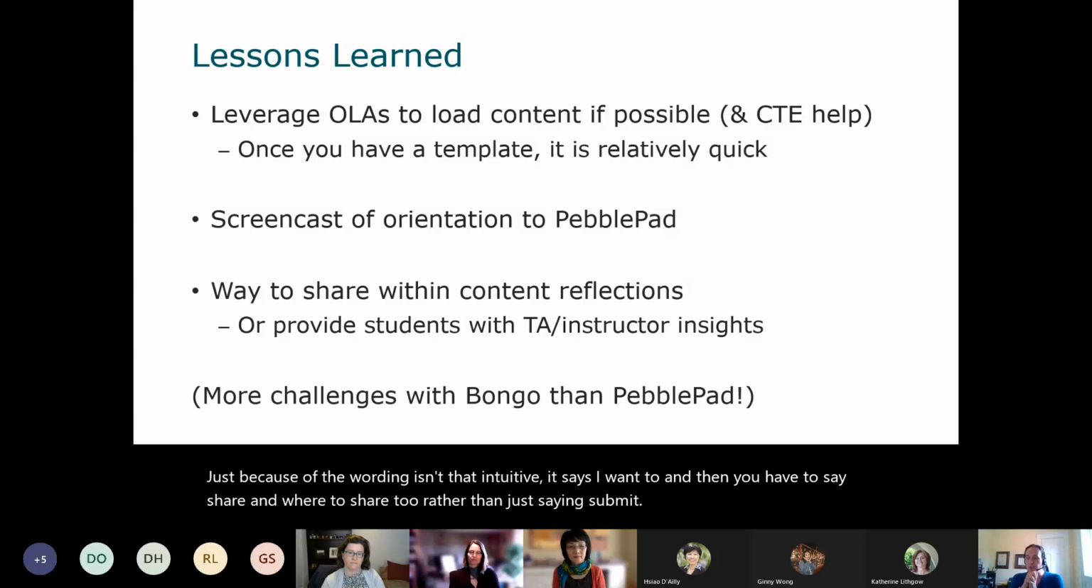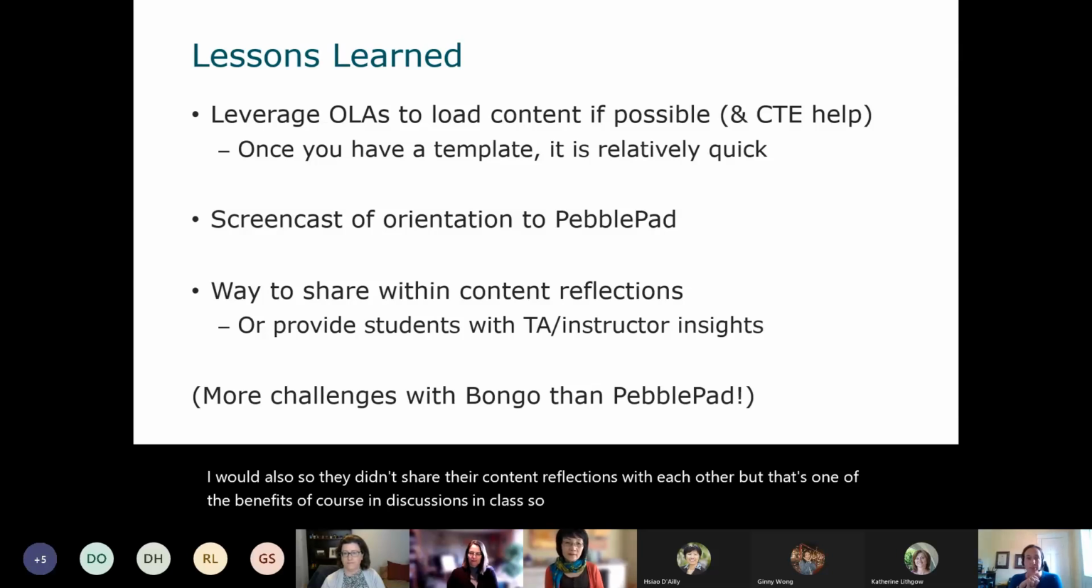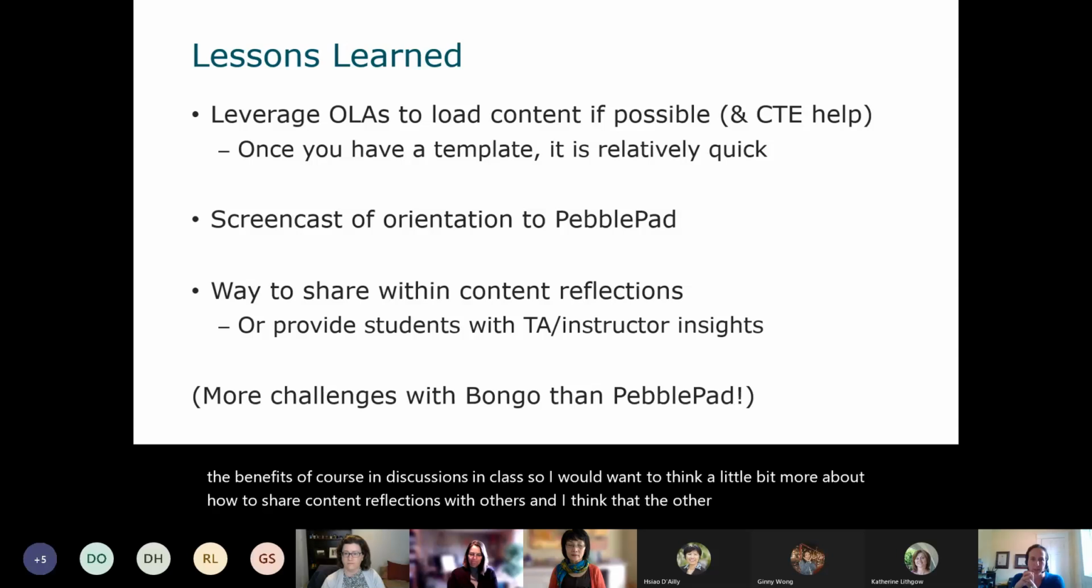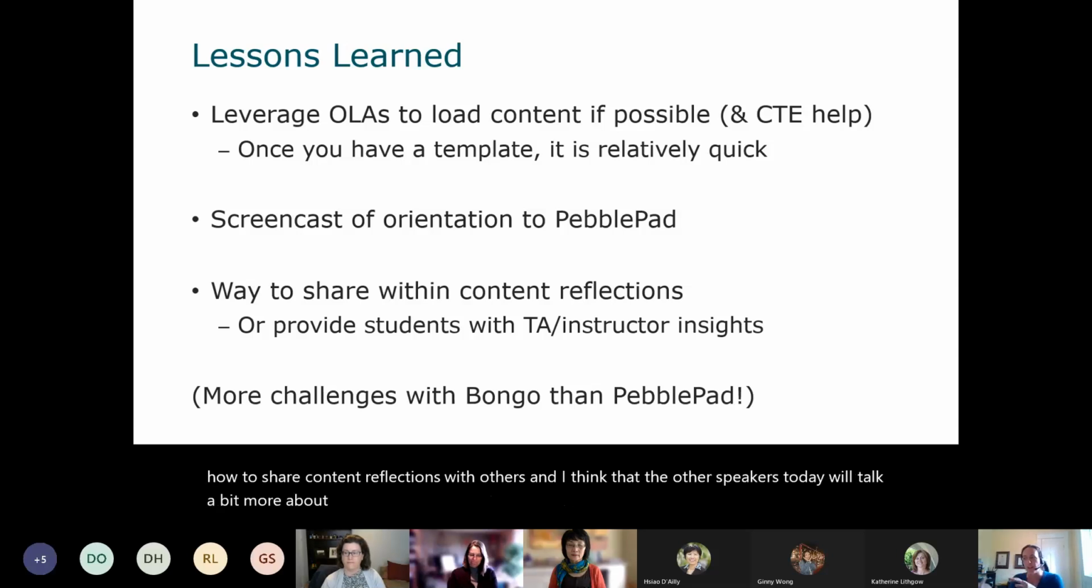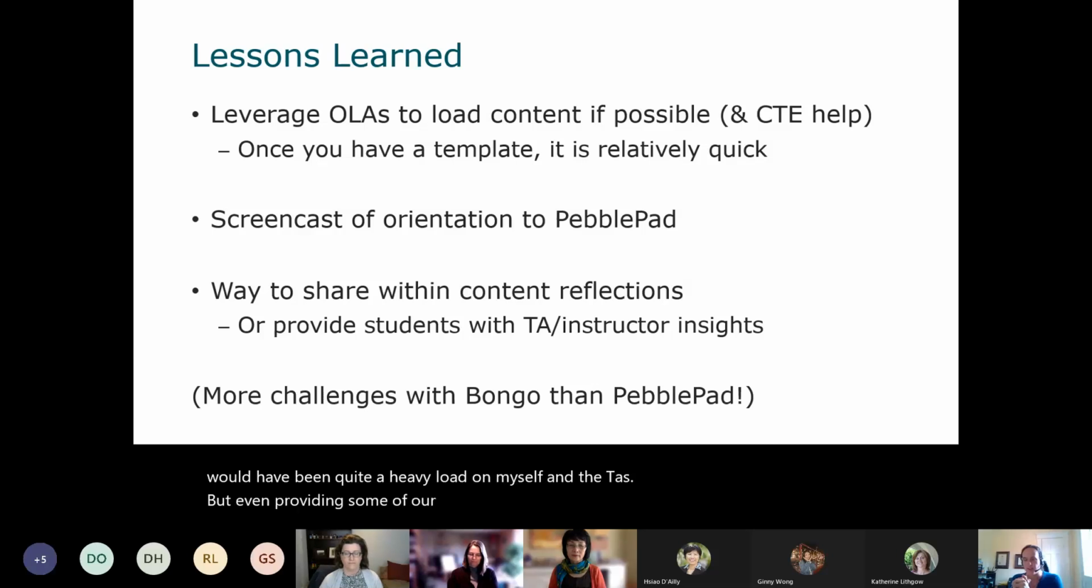They didn't share their content reflections with each other, but that's one of the benefits, of course, of discussions in class. So I would want to think a little more about how to share content reflections with others. I think the other speakers today will talk more about that, as well as providing insights back. We didn't mark them all, which would have been quite a heavy load on myself and the TAs, but even providing some of our own insights might have been helpful to them.